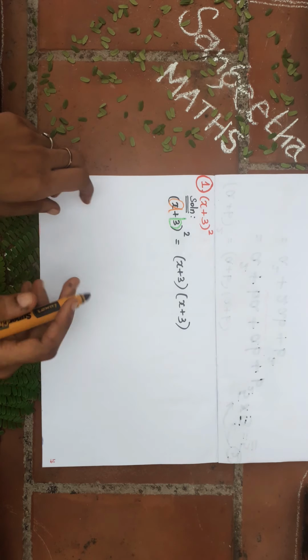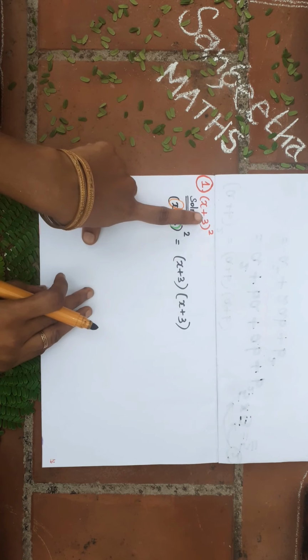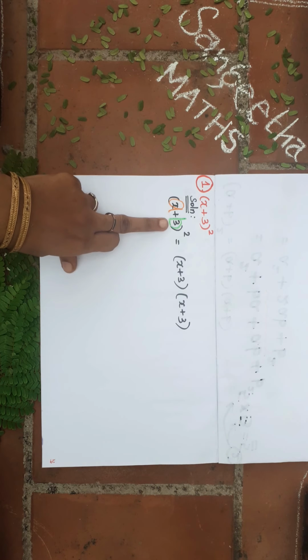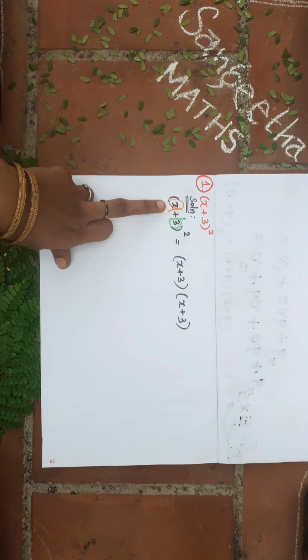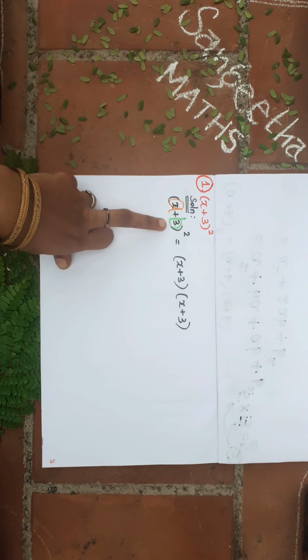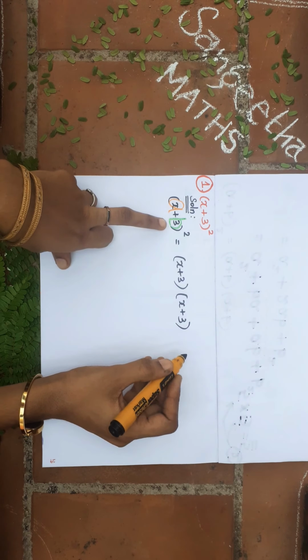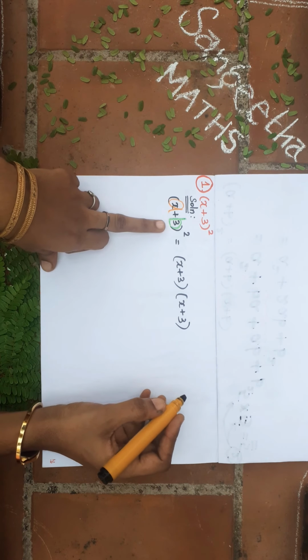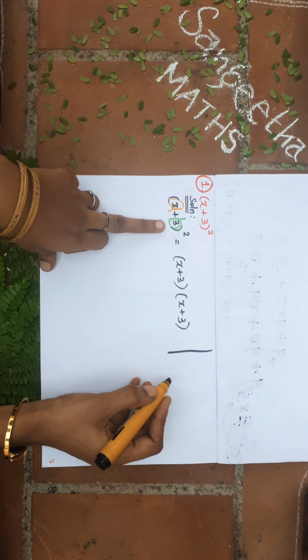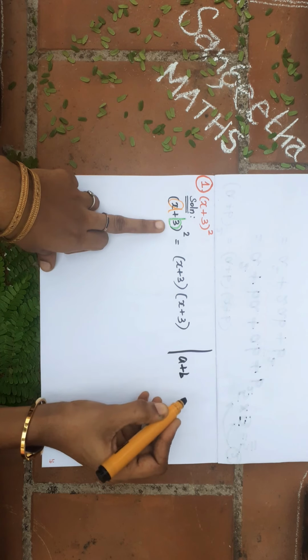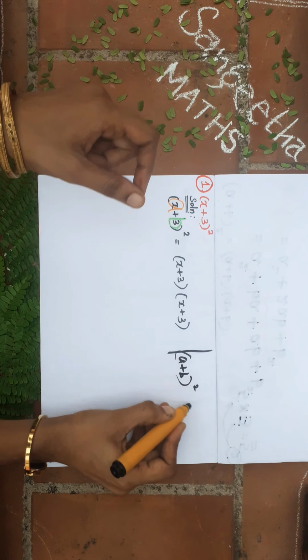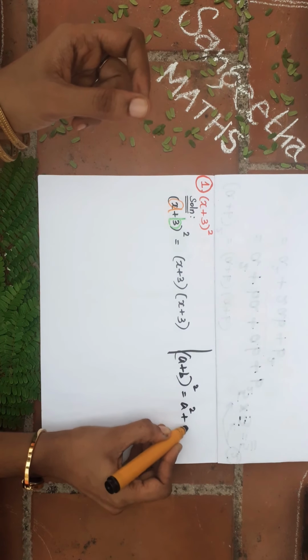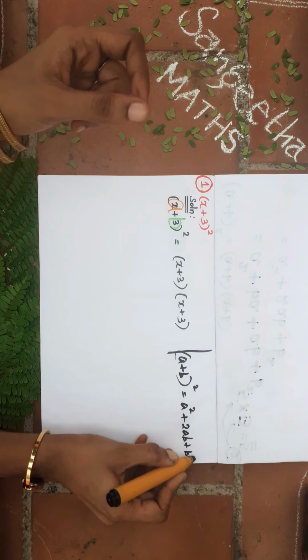So how do I do it? (x + 3) the whole square. We have two things, x and 3. I take x to be A and 3 to be B. Which identity am I going to apply? The first identity. What is the first identity? It is (A + B) whole square is equal to A square plus 2AB plus B square.